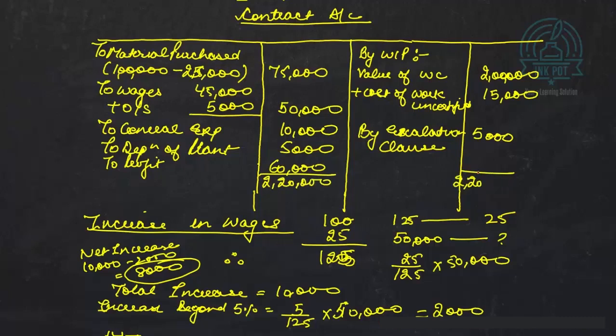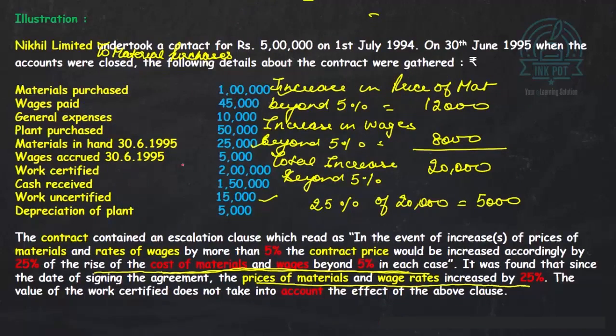Now, out of this, some profits will be transferred to P&L and some will be kept in reserve, to P&L and to reserve. So let me check the percentage of work certified. Work certified is 2 lakh and the contract price is 5 lakh. So it is more than 1/4 but less than 50%. So 1/3 of the profit will be transferred to P&L account.